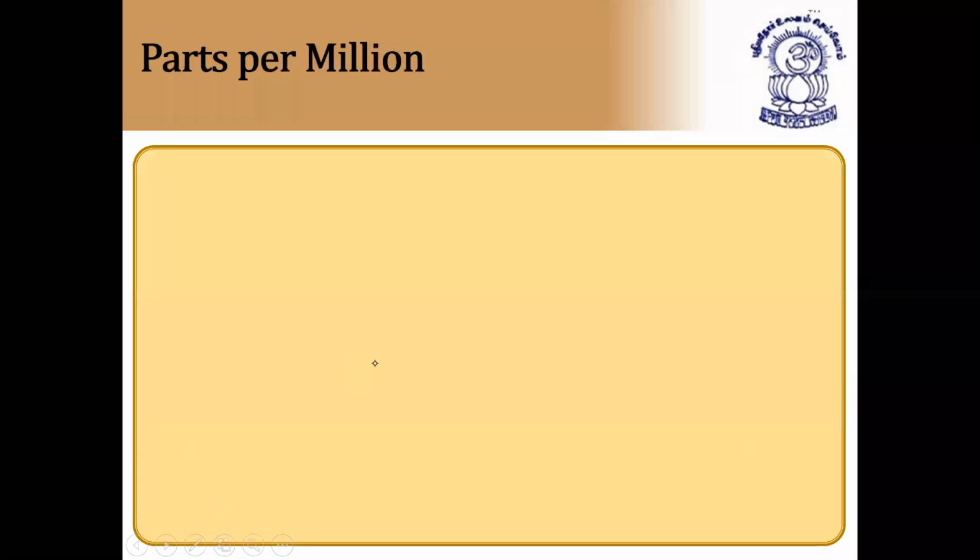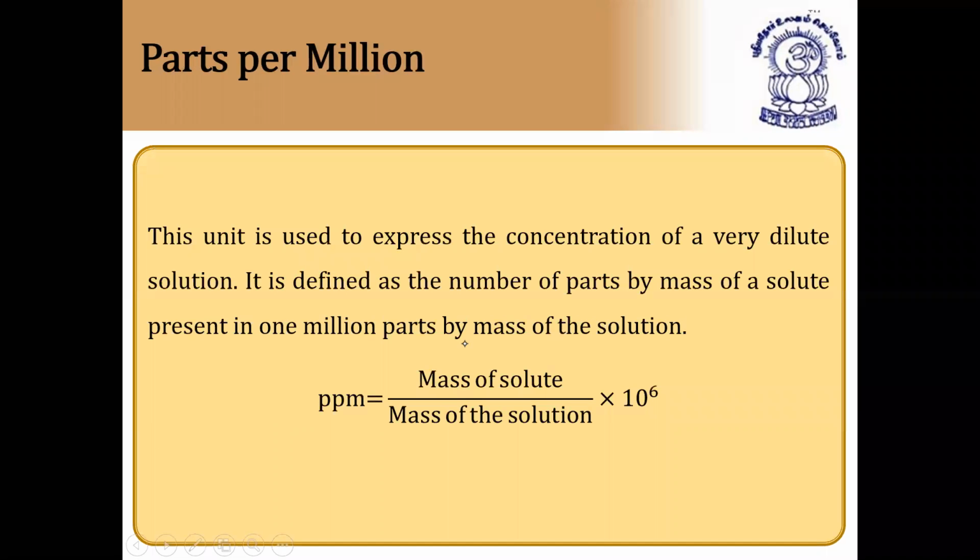Next way of expressing concentration of solution is parts per million, ppm. Usually this is given for medicines, because in medicines all the quantities of the ingredients, that is nothing but the solute or the solvent, whatever it is, all the substances in a medicine will be in very, very minute quantities. So that's why they'll express in terms of ppm. Even hard water, as we discussed, will also be expressed in terms of ppm.